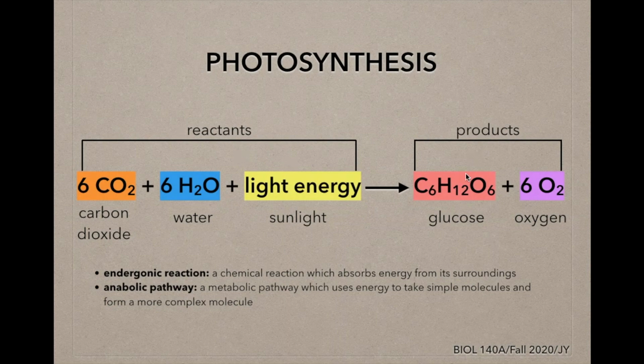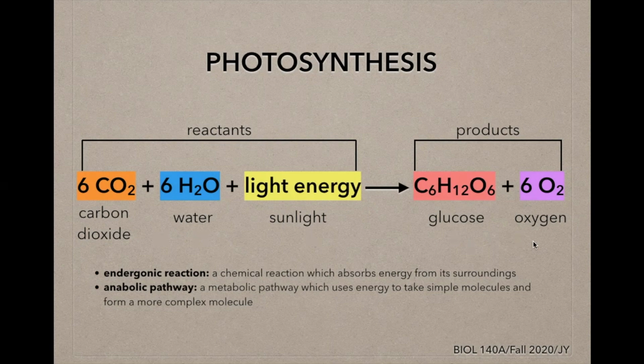The reactants for photosynthesis include 6 moles of carbon dioxide, 6 moles of water, and also energy from sunlight. The products of this reaction include 1 mole of glucose and 6 moles of oxygen gas. Essentially, plants utilize carbon dioxide, water, and sunlight in order to produce sugar and oxygen. So it is very obvious here that this reaction consumes energy.